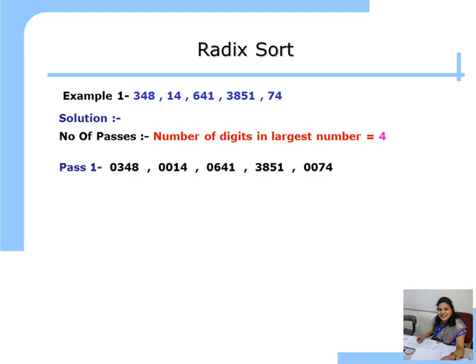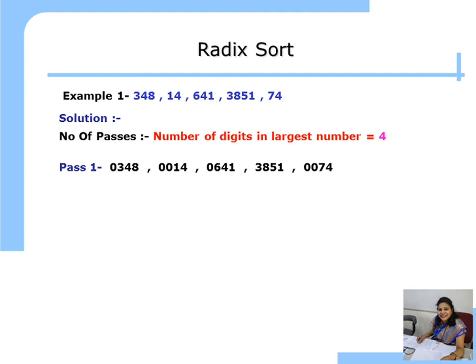See, we can solve it. Now we are going to solve it. So the first pass has how many numbers? 5 numbers. So we first convert all the numbers into 4 digits by appending 0s. See, 348 we write with 4 digits as 0348, 14 as 0014, 641 as 0641, 3851, and 74 as 0074.